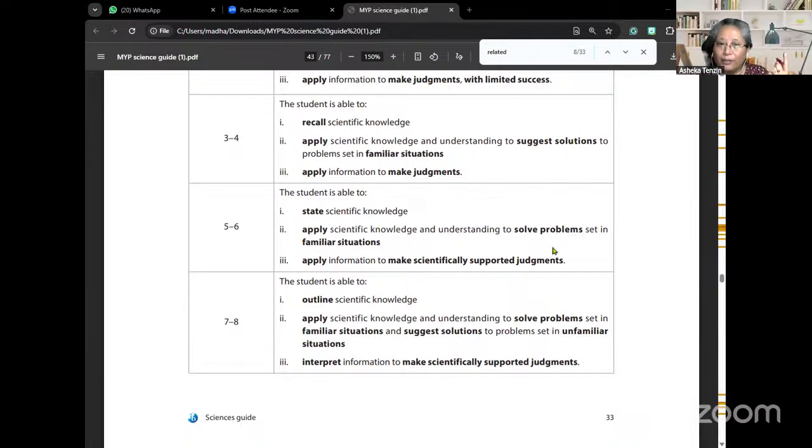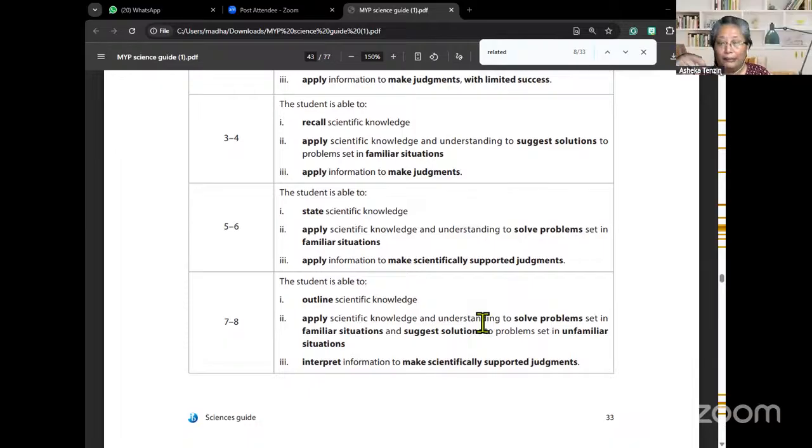And the last one, for 7 and 8, it is outline scientific knowledge, apply scientific knowledge and understanding to solve problems in familiar situations as well as unfamiliar situations. If you see, 5 and 6 is only familiar situations. 7 and 8 is familiar as well as unfamiliar situations. Okay.